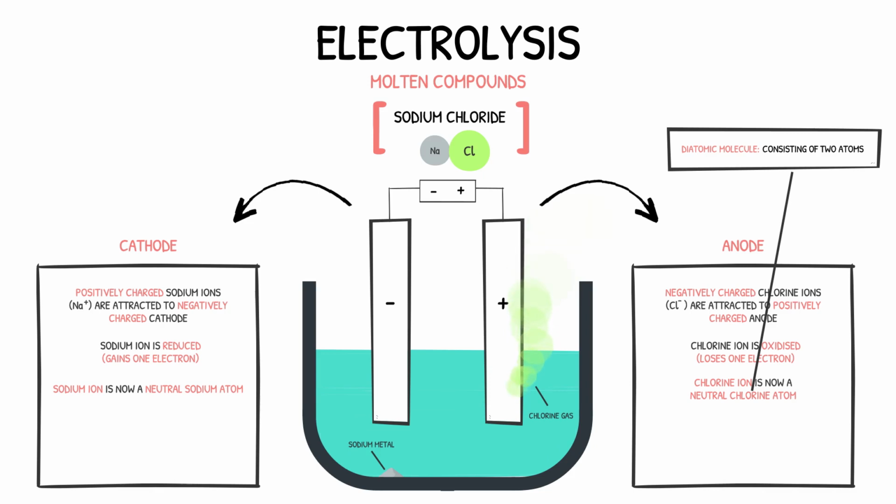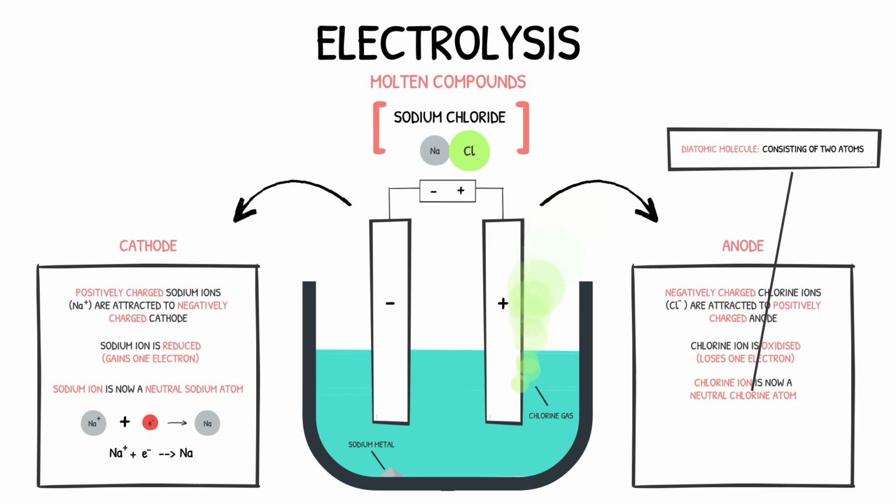We can use half equations to represent the reactions that take place at each electrode. Half equations are used to demonstrate the movement of electrons. Let's start with the reduction of sodium at the cathode. To begin with, we had a sodium ion with a +1 charge. The sodium ion then gained one electron, which is written as e-, and became a neutral sodium atom. This half equation for our reaction at the cathode is now complete.